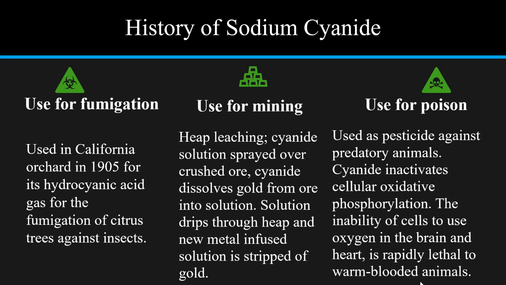Sodium cyanide is used as a pesticide against predatory animals. The cyanide inactivates cellular oxidative phosphorylation, which causes the inability of cells to use oxygen in the brain and heart, and it is rapidly lethal to warm-blooded animals.